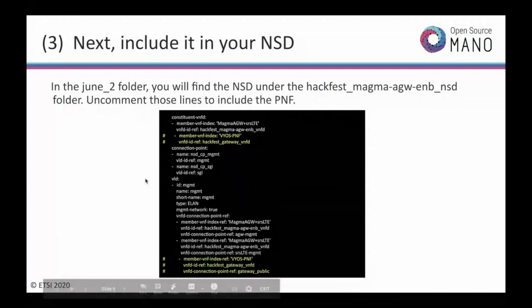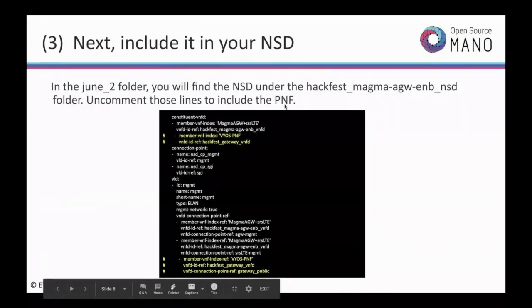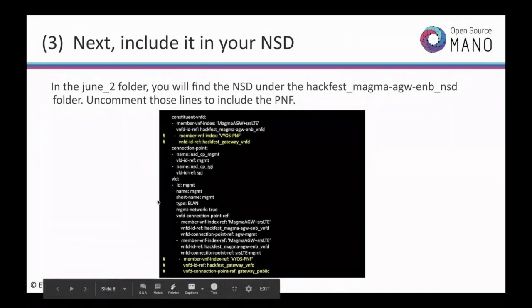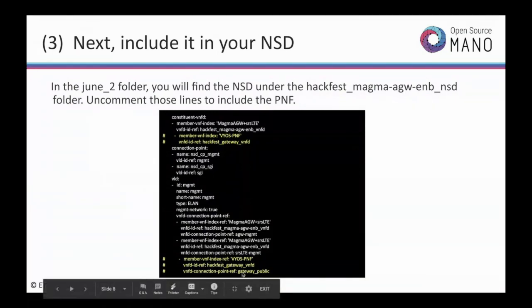And finally, you include it in your network service descriptor. In the Yun2 folder, you will find the network service under Hackfest Magma Access Gateway eNodeB NSD. So just go and uncomment these lines that are there to include the PNF. Make sure that you modify this file and just remove these lines. These lines are the same as adding the VNF, or the PNF in this case, and letting OSM know that its management interface is connected to the management network that we are using. So that's how our final network service descriptor will look like.